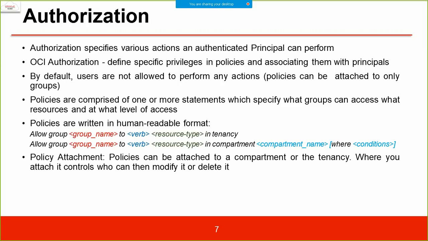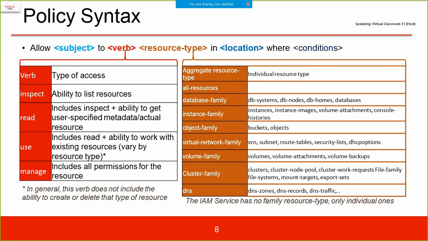And they are in human readable format, like allow group name to verb resource type in tenancy, or allow group name to verb resource type in compartment name, where you can specify conditions also. Policy attachment: a policy can be attached to a compartment or tenancy, and where you attach it controls who can then modify it or delete it. So we need to understand the concept of policies in detail, and this slide explains the complete syntax of policy.